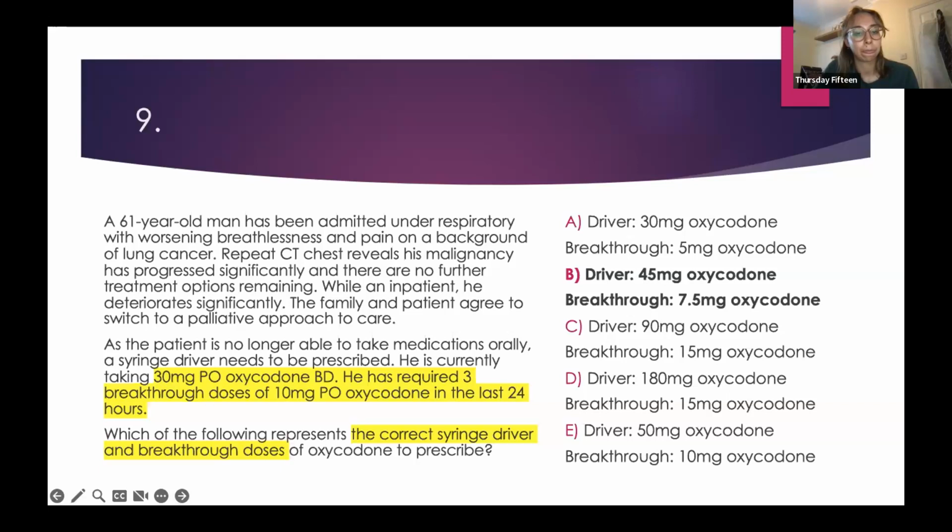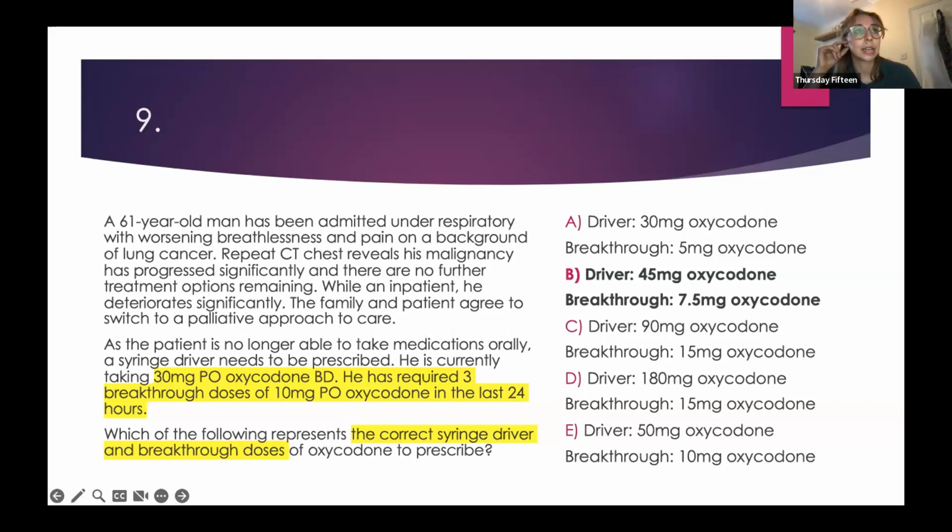Does that make sense? The reason that A isn't correct is because the driver dose doesn't account for adding in this man's PRN doses. So what this has done is just say he takes 60 BD regularly. He takes 60 over 24 hours regularly. So 60 divided by 2 is 30. But actually he's needing 3 breakthrough doses in 24 hours, so we just add that into the driver. So he's not having to ask for as many doses.